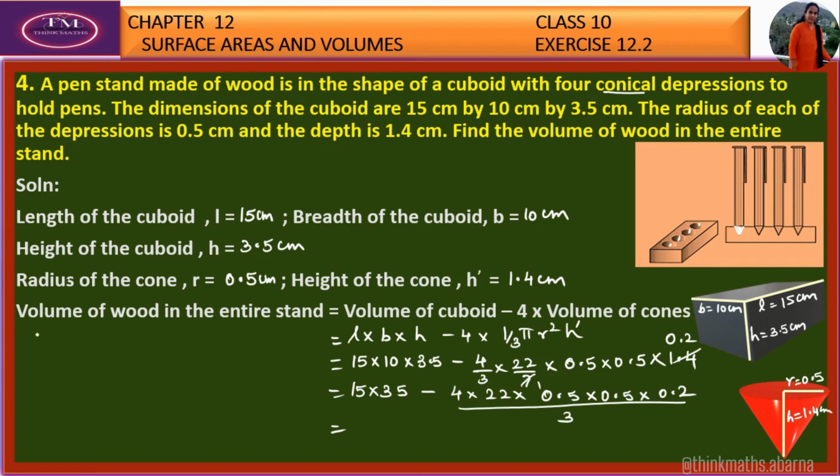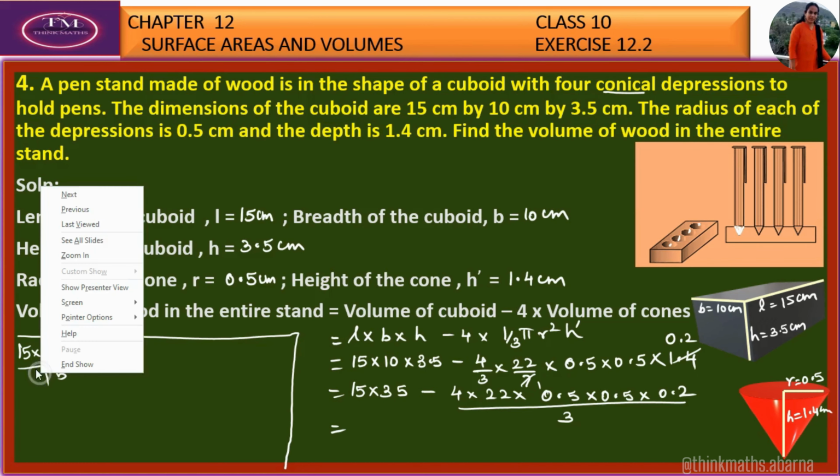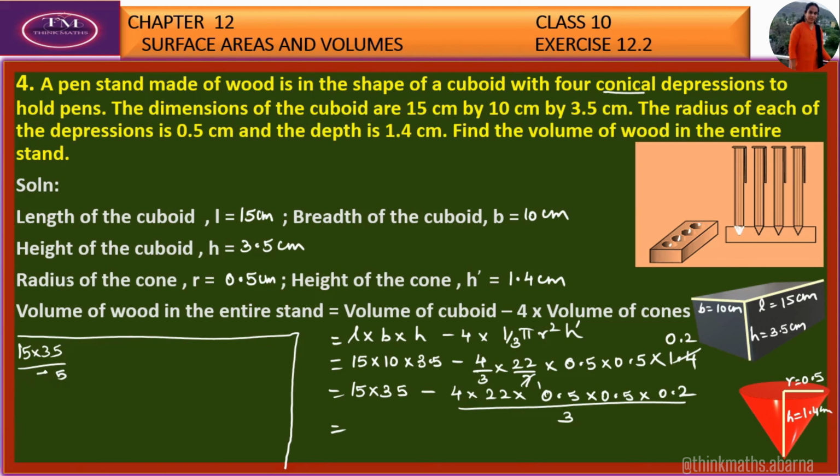So first, 15 into 35. Let us do the calculation here. 5 fives are 25, carry 2. 5 threes are 15, plus 2 is 17, so it is 75. Then 3 fives are 15, balance 1. 3 threes are 9, plus 1 is 10, so it is 45. So 15 into 35 is 525.